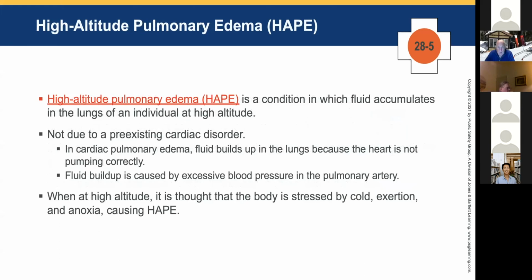As we go through these definitions, we'll go further on and talk about what you do, which is basically giving them oxygen and getting them down to a lower elevation. But first, high altitude pulmonary edema. That's HAPE. That's a condition in which fluid accumulates in the lungs. It's not due to a pre-existing cardiac disorder, and the fluid does not build up because the heart is not pumping correctly. It's caused by excessive blood pressure in the pulmonary artery. At high altitude, it is thought the body is stressed by cold, exertion, and anoxia, causing HAPE.